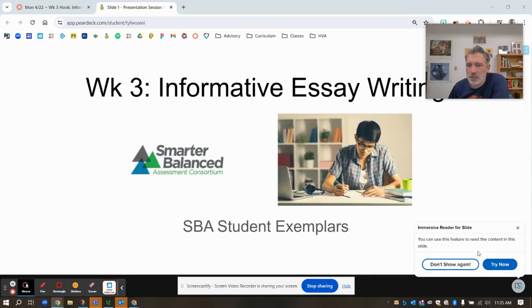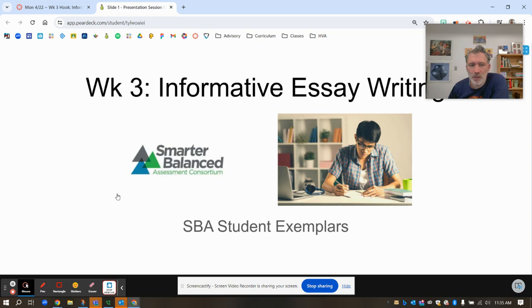Cool. This immersive reader might actually be really helpful for this activity because these Pear Deck slides have a lot of text on them. So I'm going to close out right now, but that immersive reader button is right there. Okay, so week 3 informative essay, that's what we're doing. Let me click on the next one.